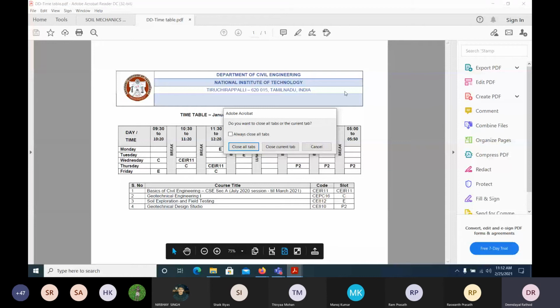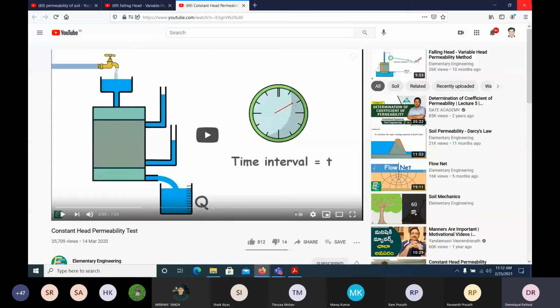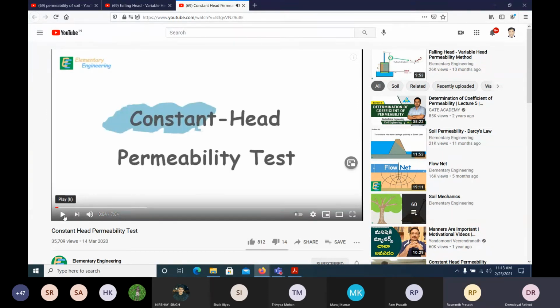Let's focus on this constant head permeability. Is it visible? Yes, sir. Audible? Yeah, please, just go through this constant head permeability. After this test, you can quit the meeting. Somebody called me for some parcel. I'll be there. If I come, I'll continue. Otherwise, you can quit. Okay.